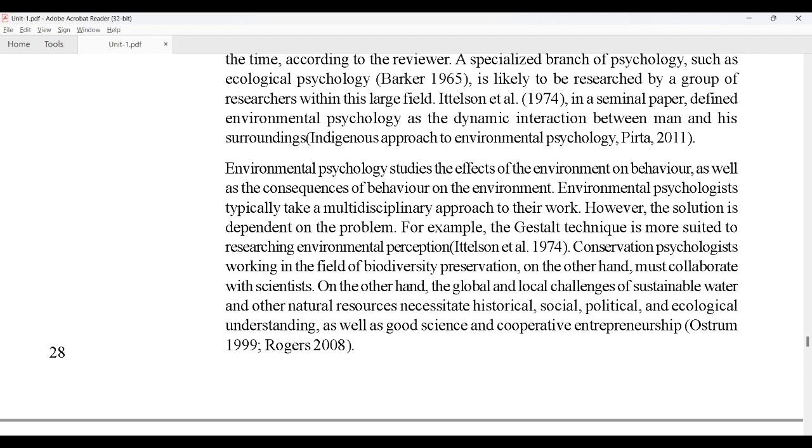However, the approach is dependent on the problem. For example, the Gestalt technique is more suited to researching environmental perception. Conservation psychologists working in the field of biodiversity preservation, on the other hand, must collaborate with scientists. On the other hand, the global and local challenges of sustainable water and other natural resources necessitate historical, social, political, and ecological understanding, as well as good science and cooperative entrepreneurship.